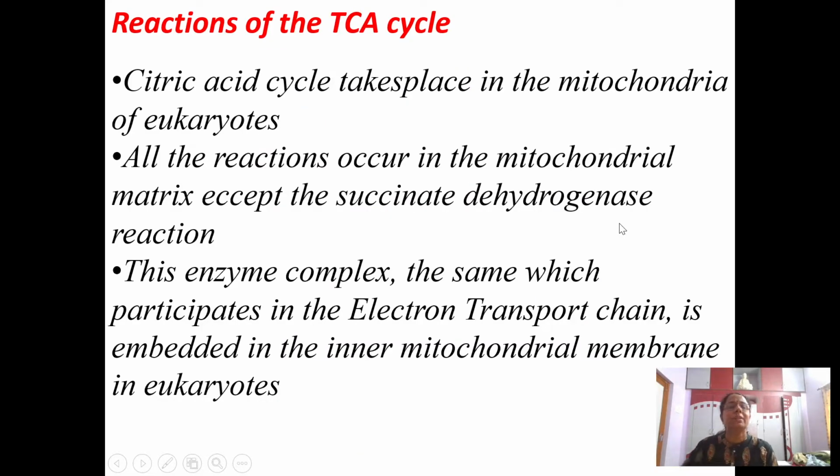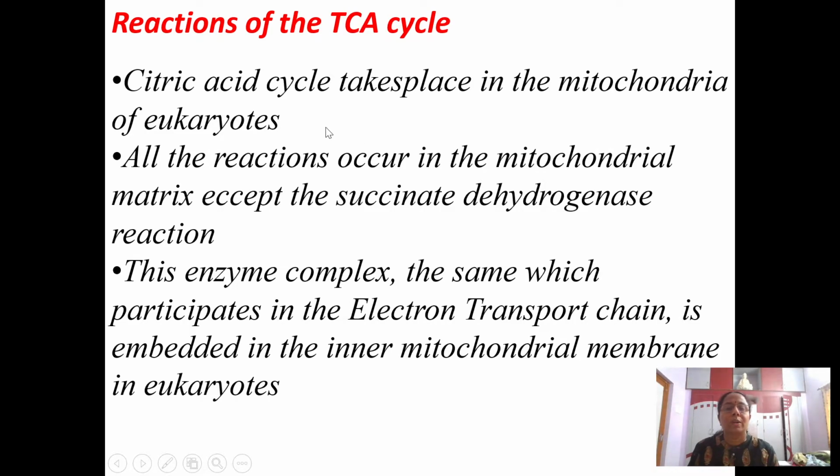Yes. See, the citric acid cycle takes place in the mitochondria of eukaryotes. All the reactions occur in the mitochondrial matrix. Okay. And this is an aerobic pathway, meaning most of our energy is obtained through the TCA cycle. Okay. So this enzyme complex, which also participates in the ETC chain, is embedded in the inner mitochondrial membrane in eukaryotes, that is succinate dehydrogenase. So remember, the citric acid cycle takes place in the mitochondria of eukaryotes.